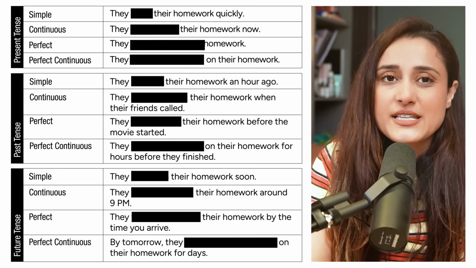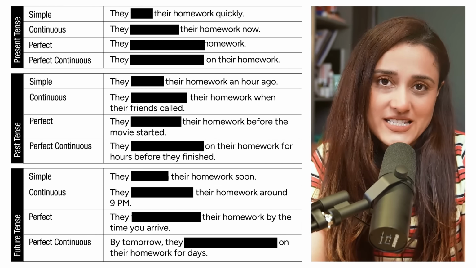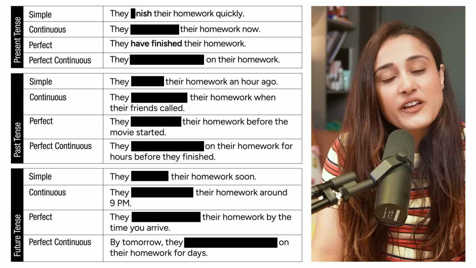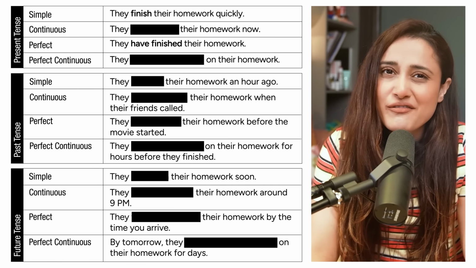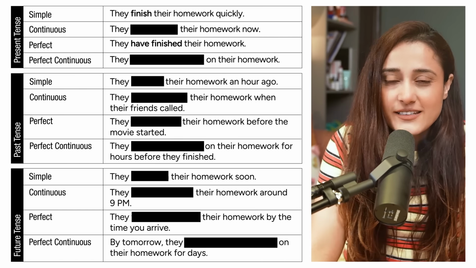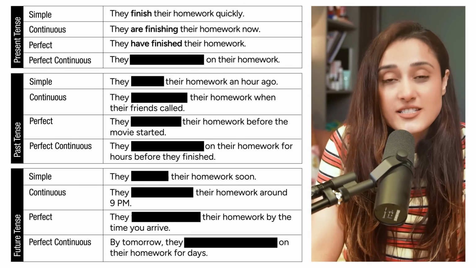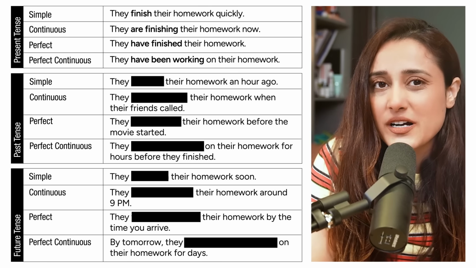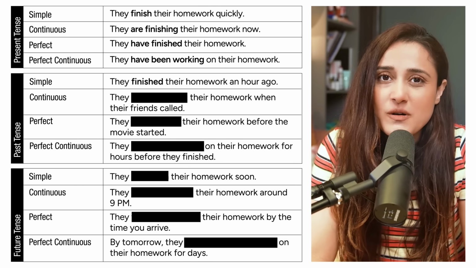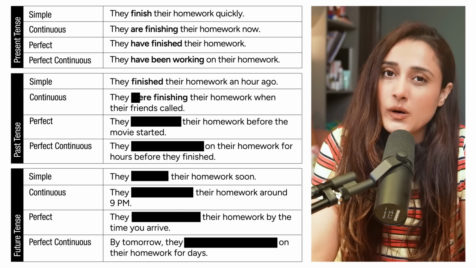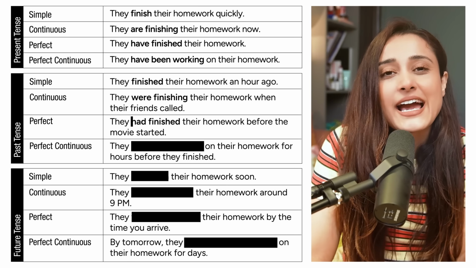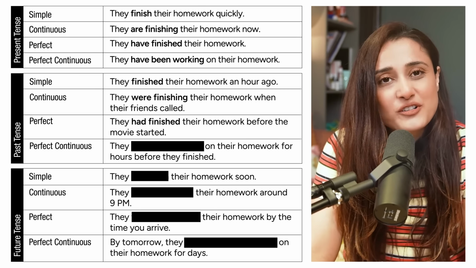Next sentence is from present perfect. They have finished their homework. They finished their homework quickly. So it's like a fact you're stating. Simple present tense. They are finishing their homework now. Present continuous. They have been working on their homework. They finished their homework an hour ago. They were finishing their homework when their friends called. They had finished their homework before the movie started.